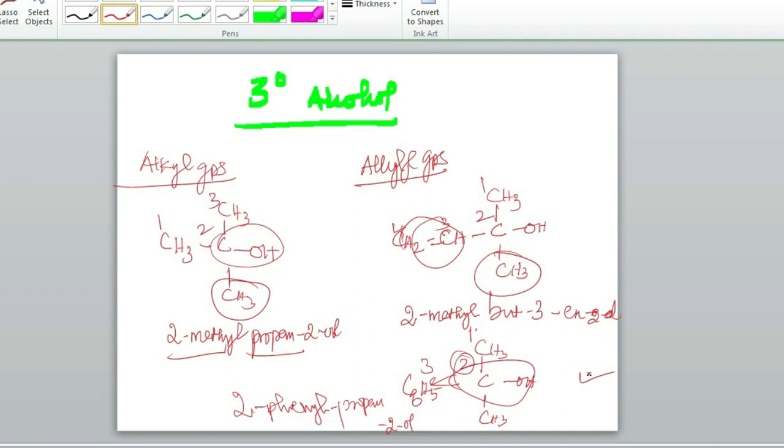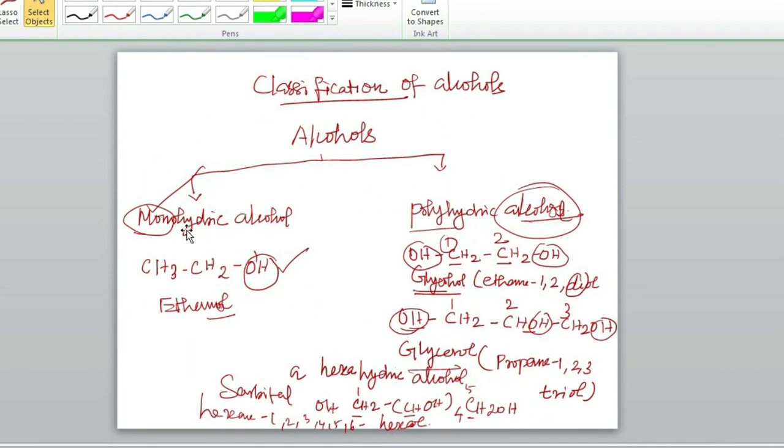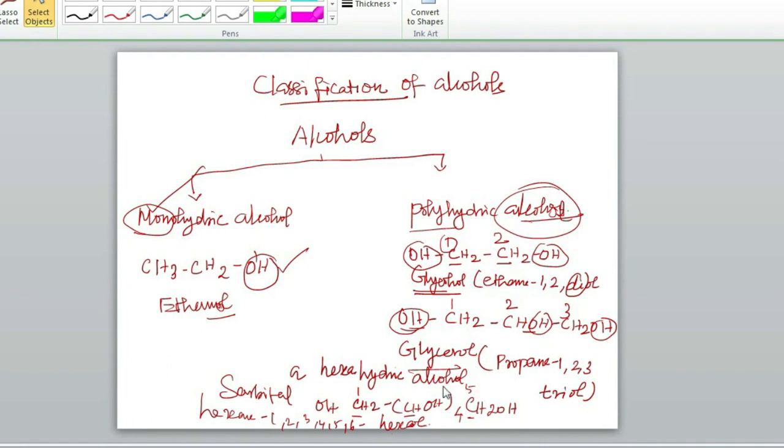So actually we are going to discuss the hydroxyl compounds and ethers, unit 11. Generally we introduced the classification of alcohols. Alcohols are of two types: monohydric alcohol and polyhydric alcohol. Monohydric means a single OH group is present. Polyhydric means two or more OH groups are present, for example glycol, glycerin and sorbitol.